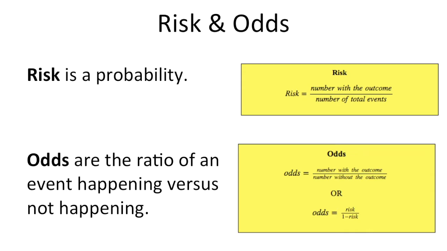Odds are equal to the number with the outcome divided by the number without the outcome. If you have the risk, or the probability of an event occurring, you can compute odds as the risk divided by 1 minus risk. Let's look at a quick example.